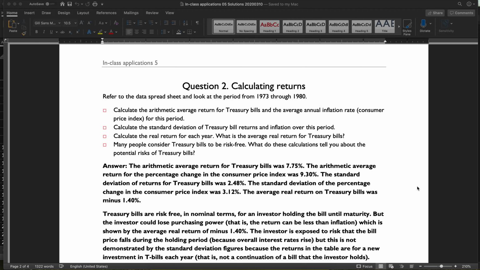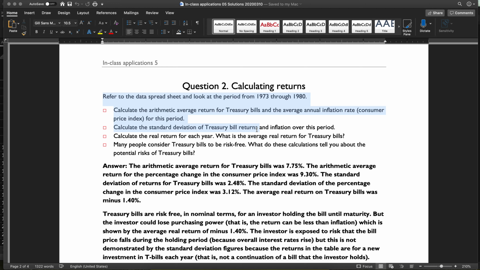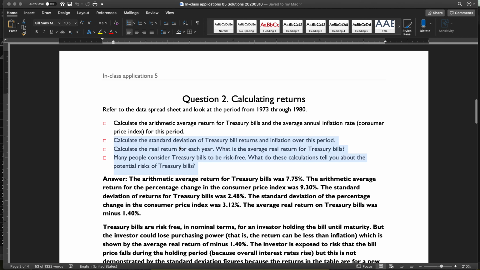Question 2: we have a spreadsheet that is in the Canvas file, and we want to isolate 1973 through 1980. We want to calculate the arithmetic average return for T-bills and the average inflation rate for the CPI. We want to do the standard deviation of Treasury bills and inflation over the period. We want to calculate the real return. What else? There's a question about the risk-free rate.